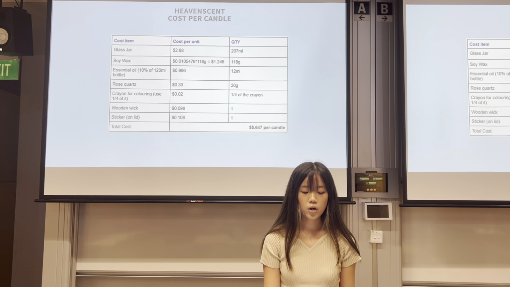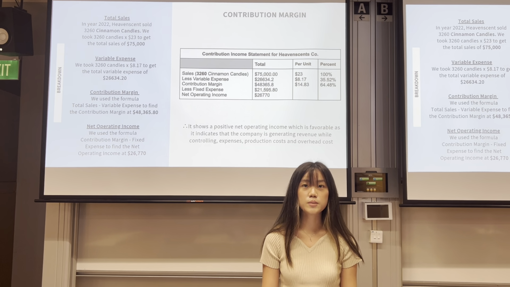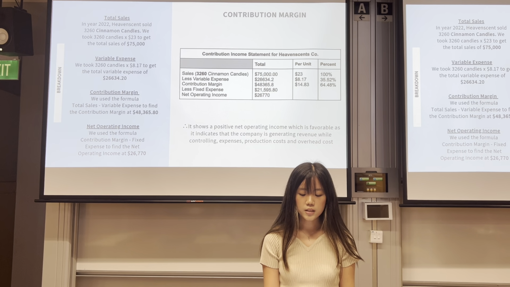This is the cost per candle at $5.64. We also did a contribution margin for 3,260 cinnamon candles. We find out that the operating income is actually favorable because the company is generating revenue while maintaining its expenses, production costs, and overhead costs.